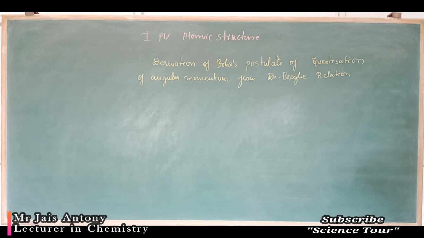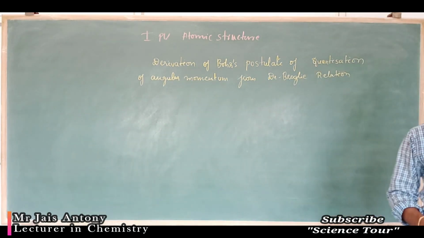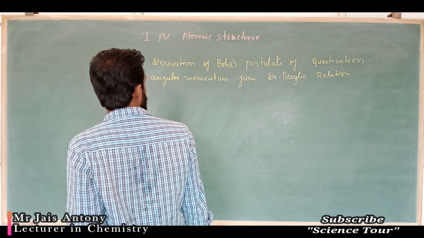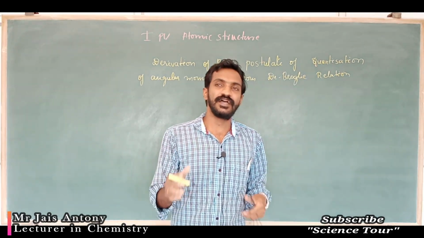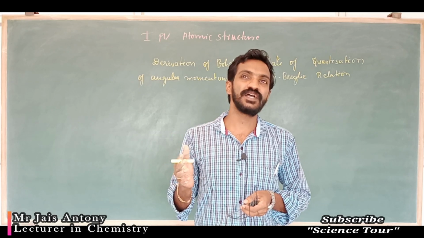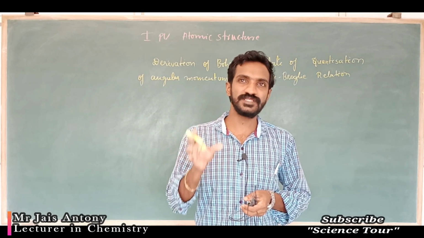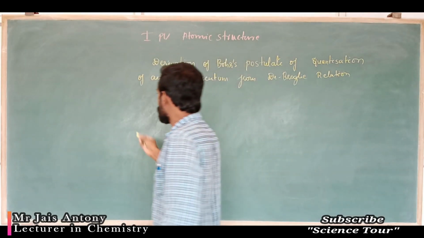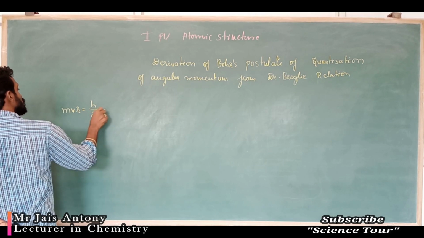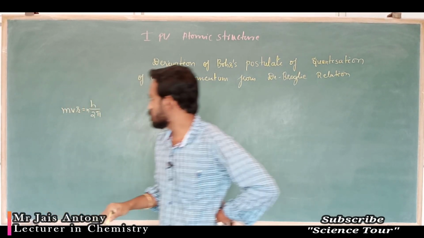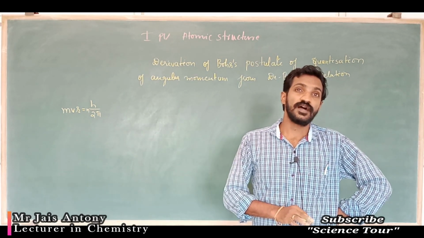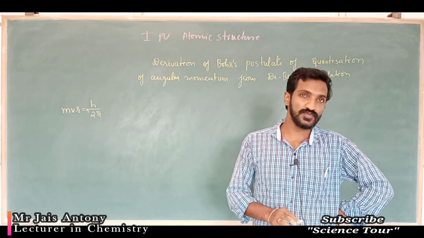Okay, my dear students, now we are going to derive one more derivation: Bohr's postulate of quantization of angular momentum from the de Broglie relation. We already discussed this angular momentum, mvr is equal to nh by 2 pi. It's a quantized property. Here m is the mass with which the electron moves, v is the velocity with which it moves, and r is the radius.